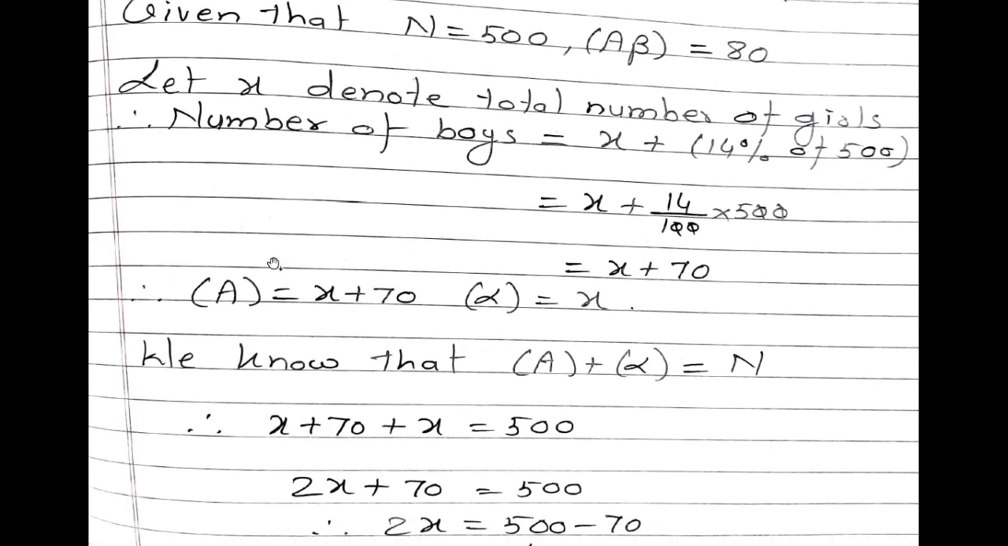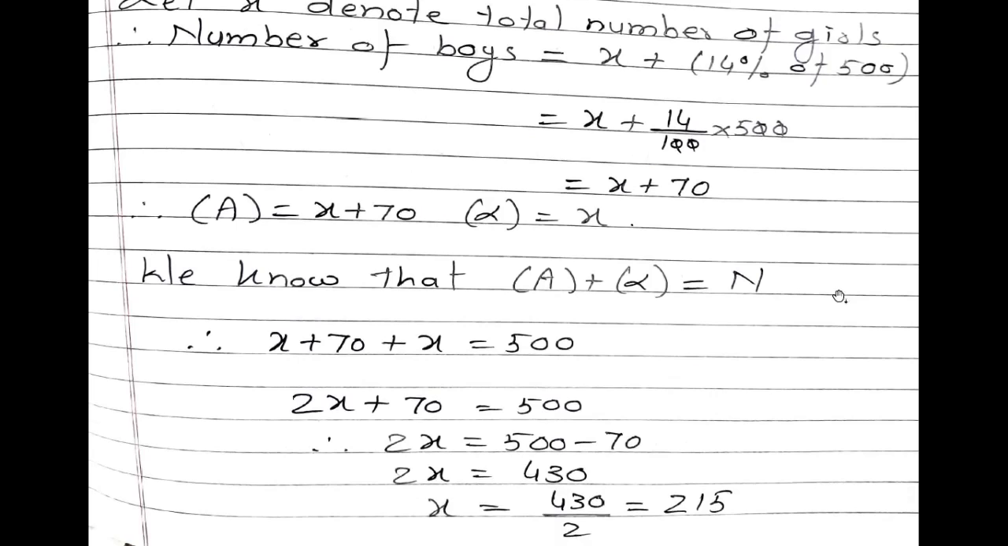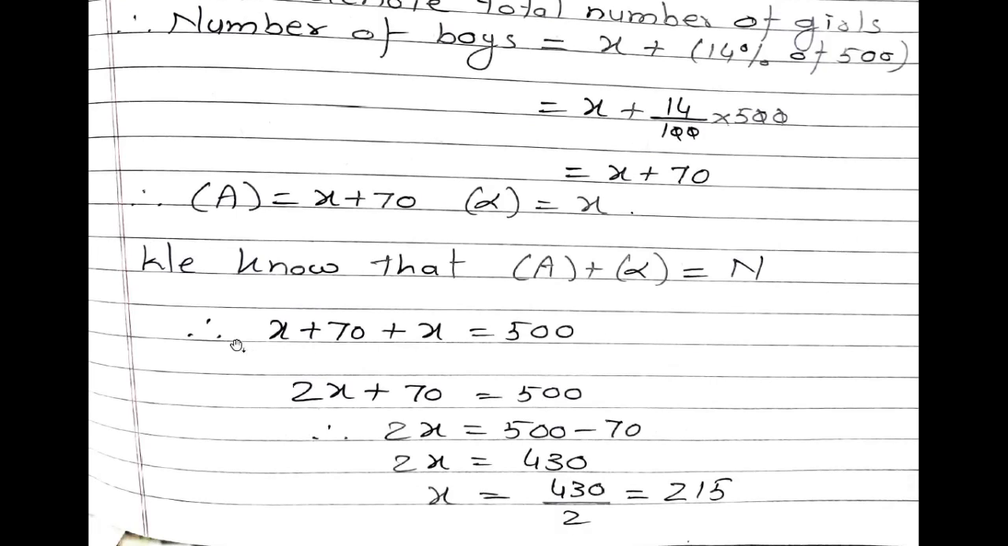So frequency of class A is nothing but X plus 70. Frequency of alpha is nothing but X. We know that A plus alpha is equal to N. Therefore, X plus 70 plus X is equal to 500. So we can say that 2x plus 70 is equal to 500. Therefore 2x is equal to 500 minus 70. Therefore 2x is equal to 430. So we can say that x is equal to 430 upon 2, which is equal to 215.